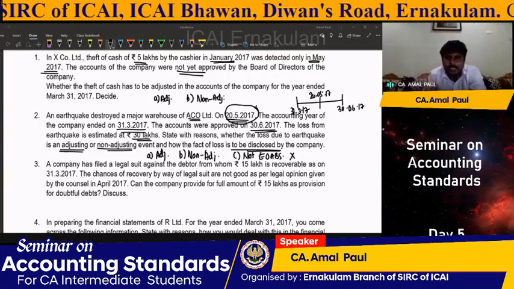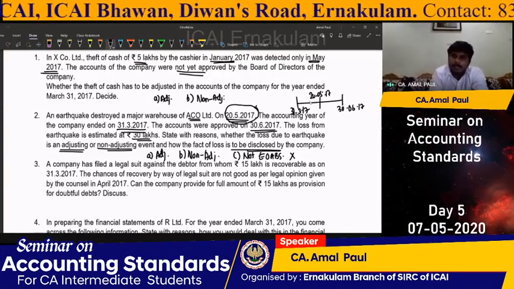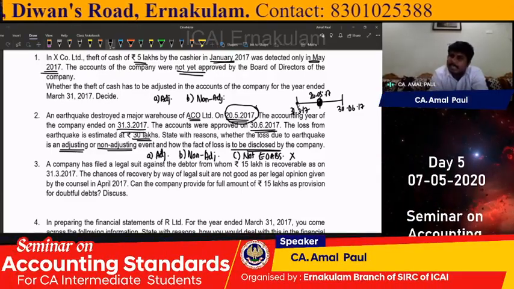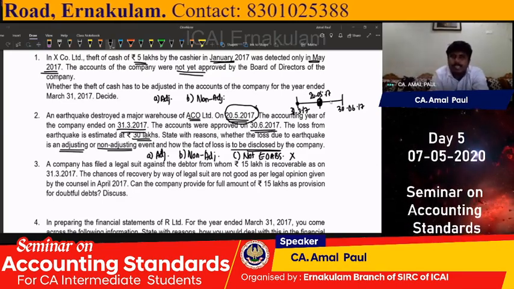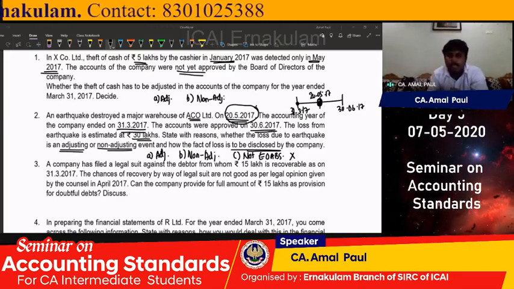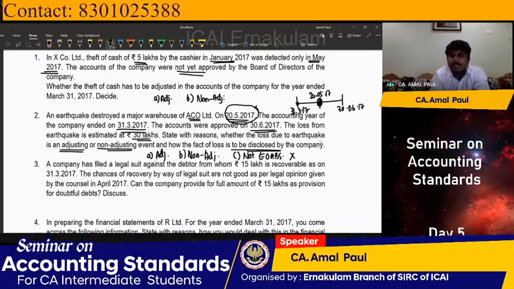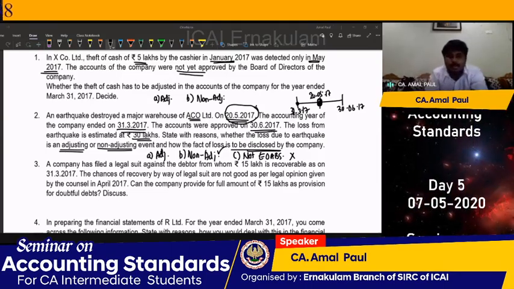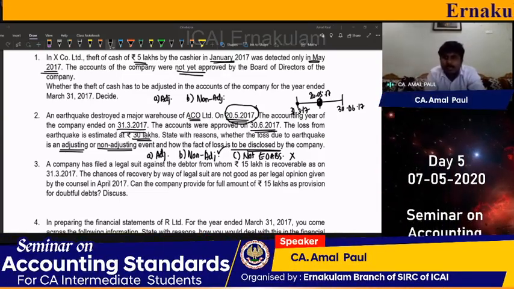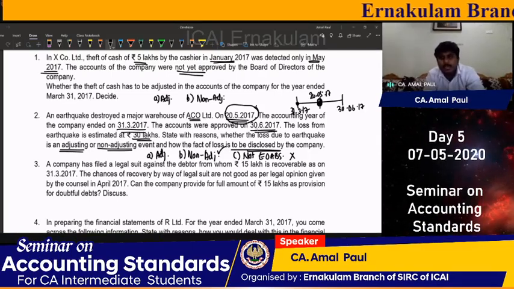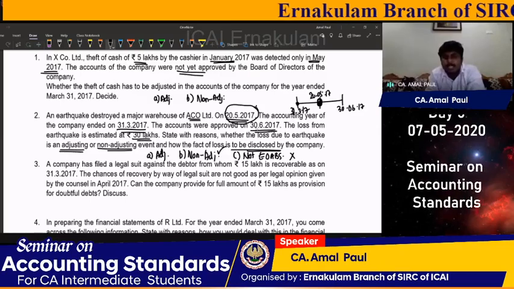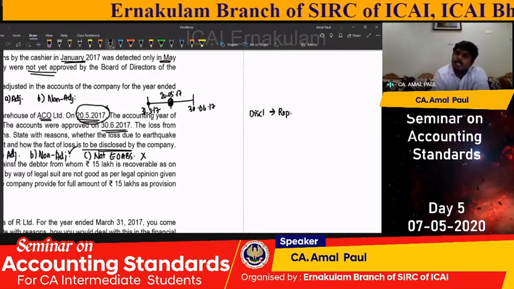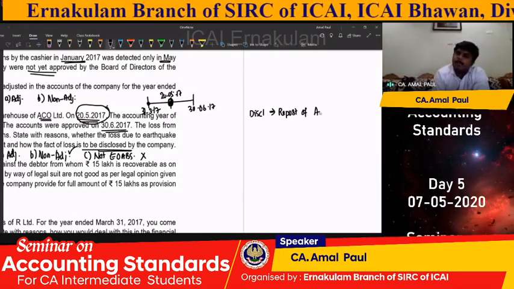So the third option is eliminated. Next, this happened on this date. This is not a condition that existed on 31 3 2017. This happened on 20th 5 only. That means it will be a non-adjusting event. It is a condition that arose subsequent to balance sheet date. So it will be a non-adjusting event. This will be disclosed in the report of the approving authority.